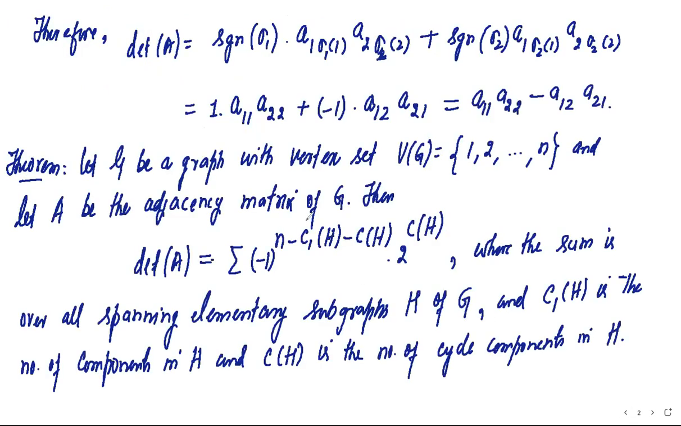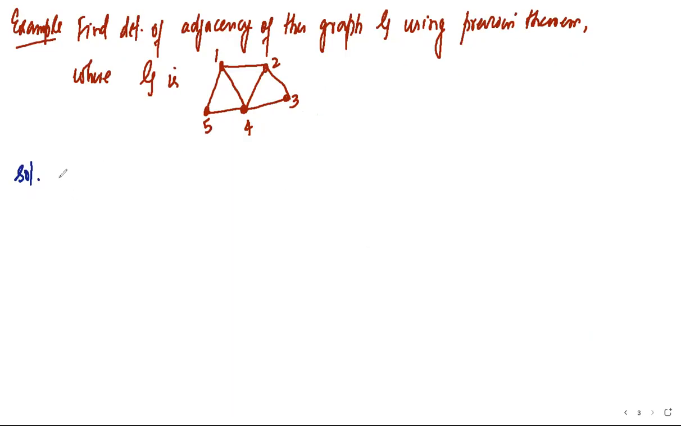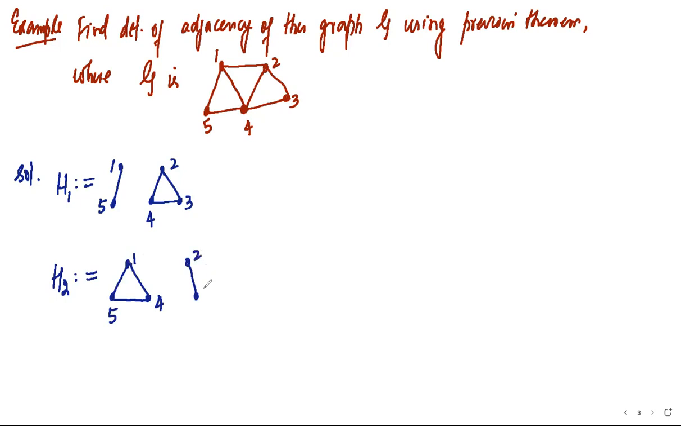So in the solution, we first have to evaluate what the spanning elementary subgraphs are. Let H1 be an elementary spanning subgraph. Let it consist of the edge 1, 5, and the triangle 2, 3, 4. Now similarly, let's construct another spanning elementary subgraph H2, consisting of the triangle 1, 4, 5 and the edge 2, 3. So this is again an elementary subgraph because it consists of cycles and K2s only.